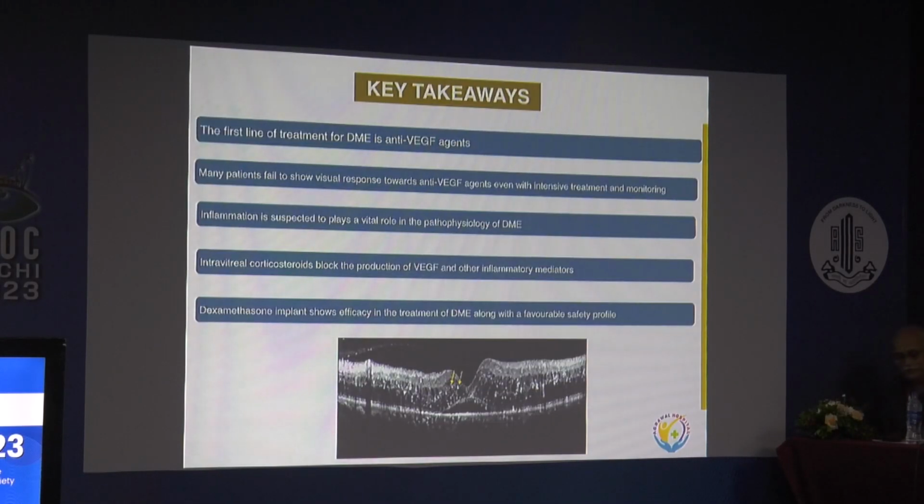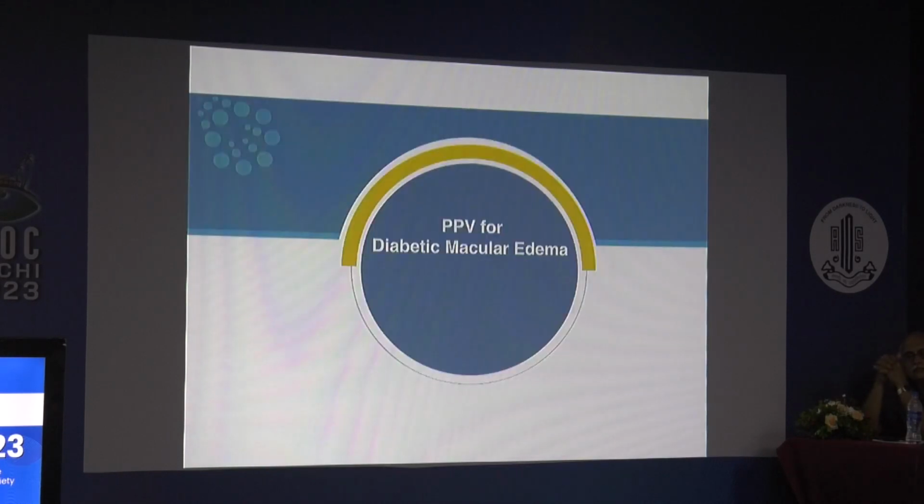So the key takeaways of steroids in DME is, of course, the first line of treatment still is anti-VEGF agents, and in many patients who fail to show the usual response to anti-VEGF, even with intensive treatment, you should look for an inflammatory pathology, and intravitreal corticosteroids block that production of VEGF and other inflammatory cytokines. And dexamethasone implant shows efficacy in the treatment of DME along with a favorable safety profile.